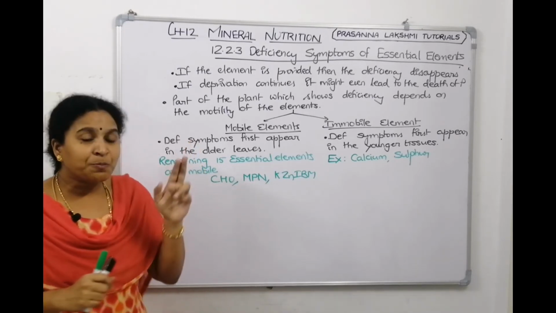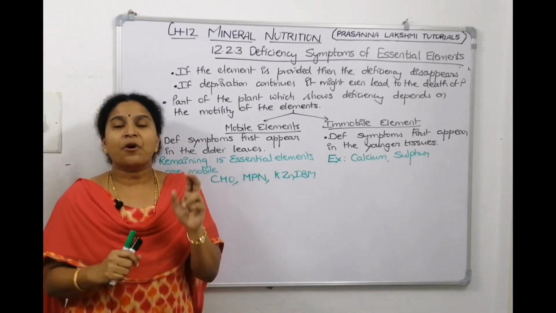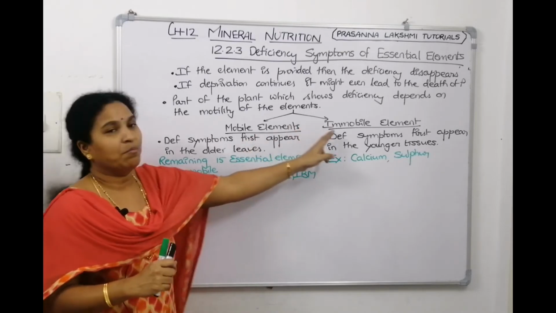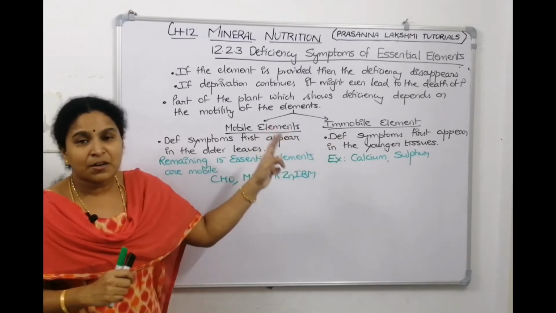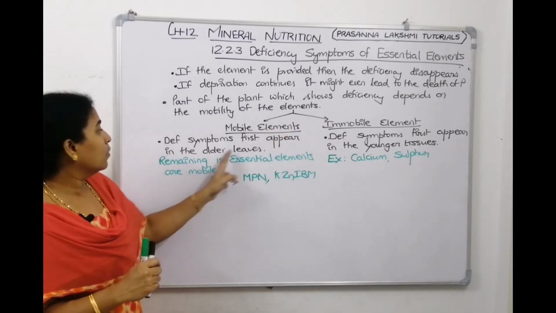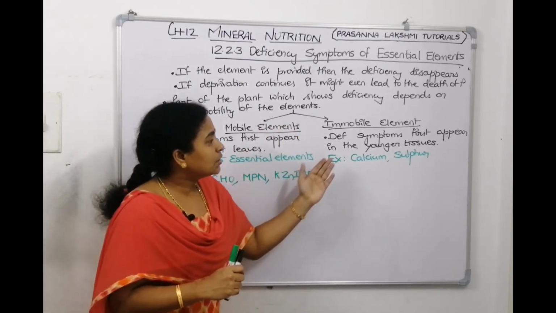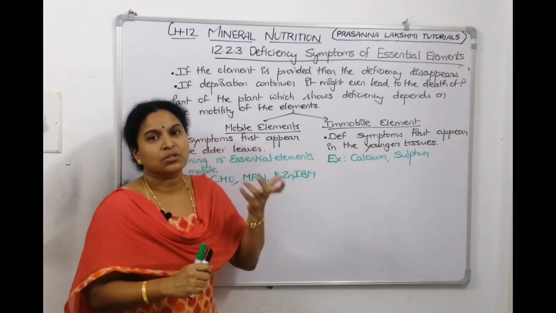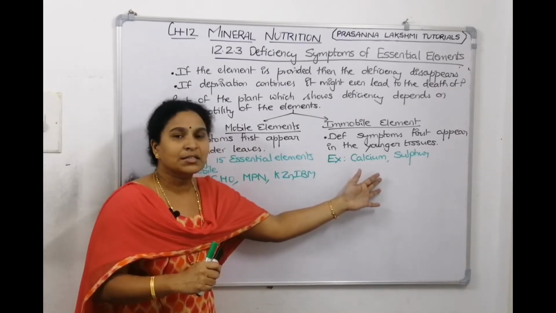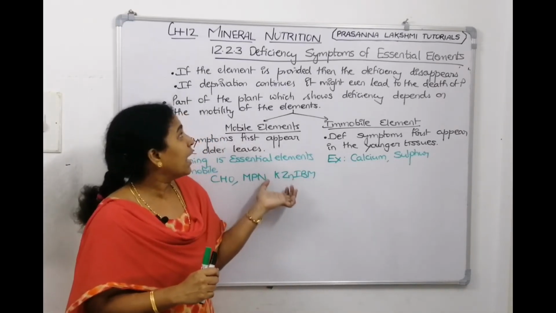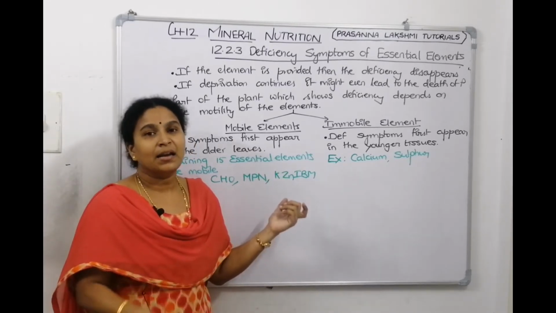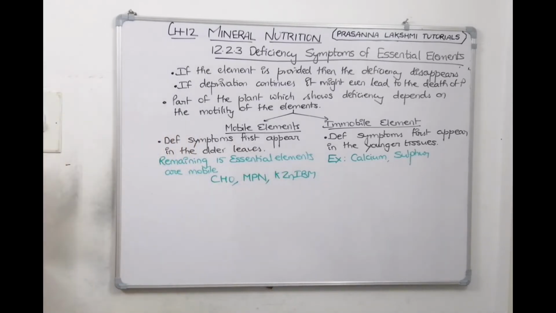Now, which part gets affected depends upon whether the element is mobile or immobile. In mobile elements, deficiency symptoms first appear in the older parts, the senescent parts. In immobile elements, deficiency symptoms first appear in the younger tissues. Examples are calcium and sulfur. The remaining 15 are examples of mobile elements. Take a screenshot.